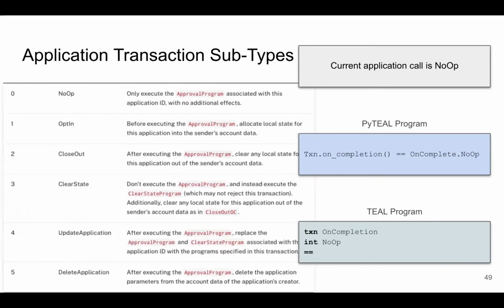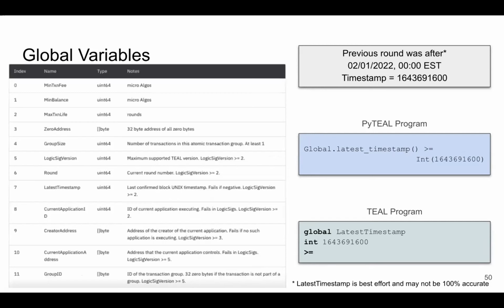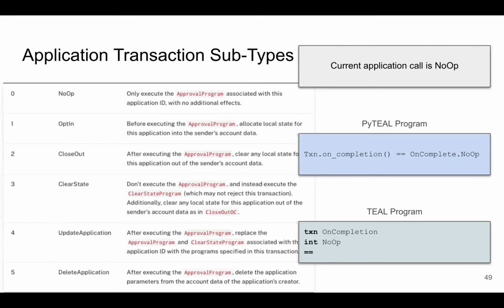Second thing, a bit orthogonal, is that you want to be able to check what kind of application transaction you are. Are you a no-op, the default one, or are you doing the opt-in or something more advanced? So for example, in that case, you can check that you're a no-op using this equality in PyTEAL, and that transfers like this in TEAL.